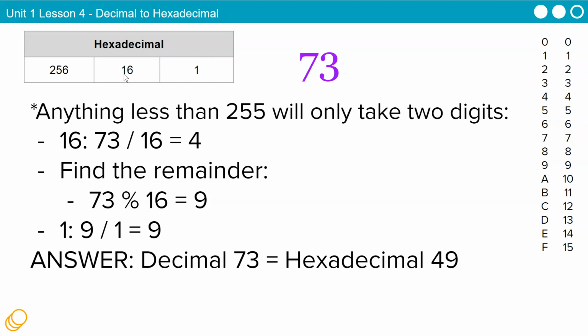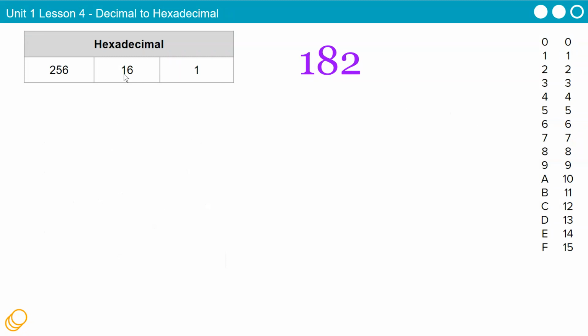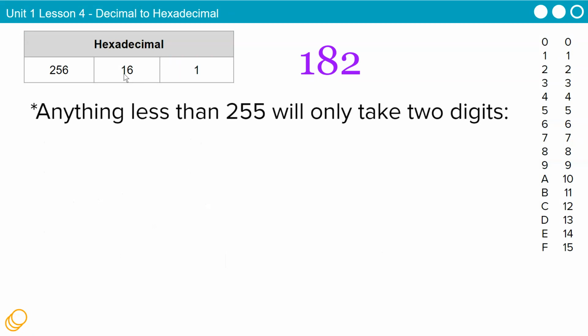You ready? Let's do one more. 182. Is that number greater than 256? It is not. Okay, so we are going to start dividing with what value? 16. Okay? You go ahead and do it. See if you can figure out what the decimal equivalent is. And I'll come around and check.